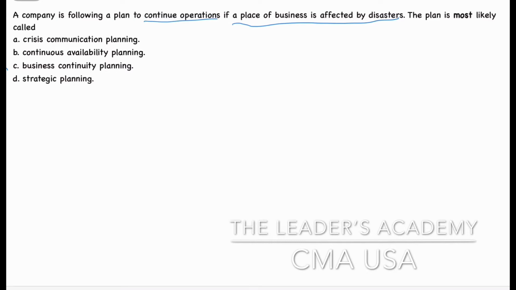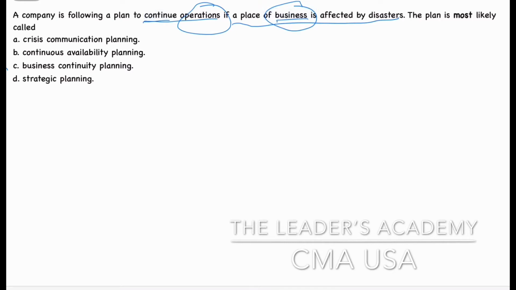But operation is a very small word. We can use a better word, that is business. I am using the business to continue. For that I am planning. That is what I call business continuity planning. You have the answer in the question itself.